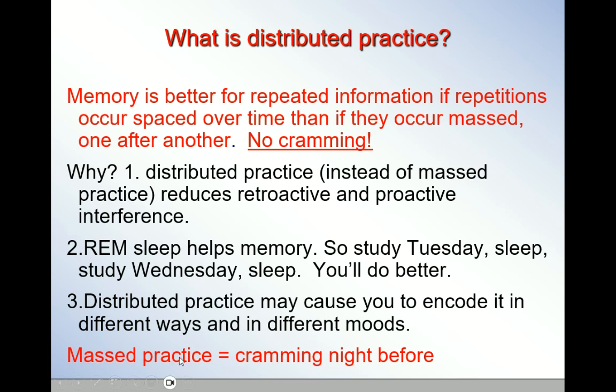Massed practice means cramming, like you study for 3 hours the night before the test. Now, I'm not saying that cramming is still better than not studying at all, but still, cramming is not as good as distributed practice. Massed practice is when you do it for a long time all at once, but it's better to do it a little bit by bit. That way you can dream and process your memories. And it also reduces retroactive and proactive interference when you study over several days.